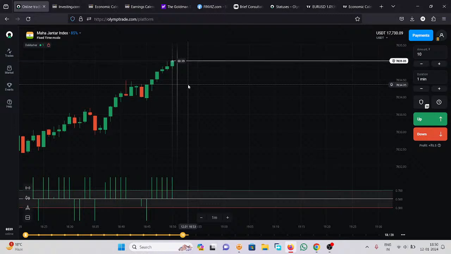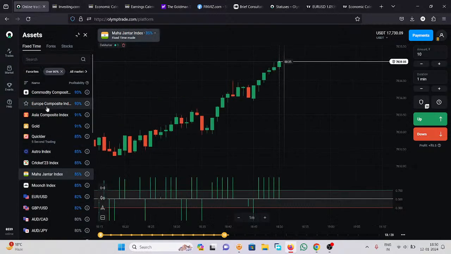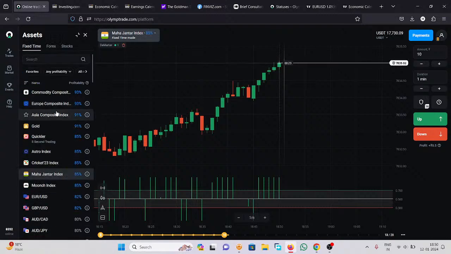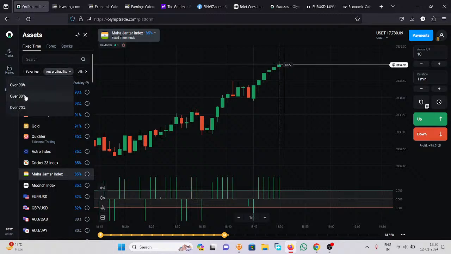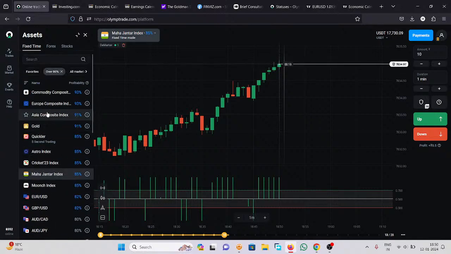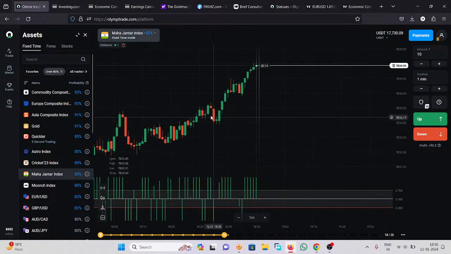Okay, and how to choose the asset? Guys, don't be too choosy with the high market time, high profitability. You need to go to the profitability filter, click on 80% and choose the asset from 80 to 93 whenever we are getting a trend and whenever we are getting signals with the strategy. So choose the asset with minimum 80% profitability.